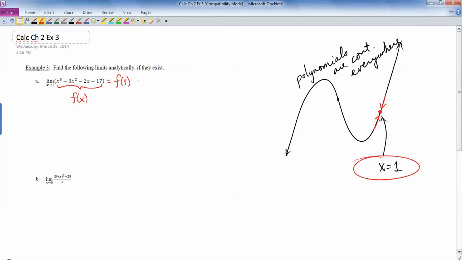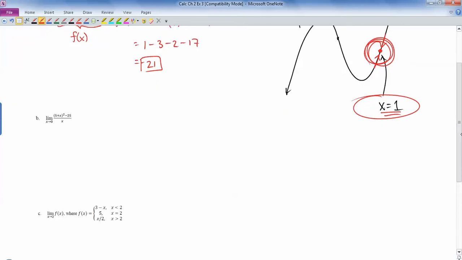So if I plug in 1, I get 1 cubed minus 3 times 1 squared minus 2 times 1 minus 17. And so let's see, that's 1 minus 3 minus 2 minus 17, negative 21. So that's what that one equals. So if a function's continuous around where you're looking, well, then you can just plug in the value that you want right there, and it's good to go. That is the limit. So let's look at this next one.